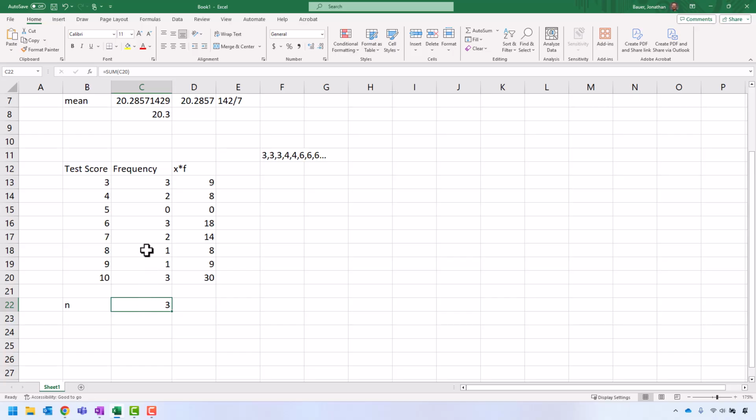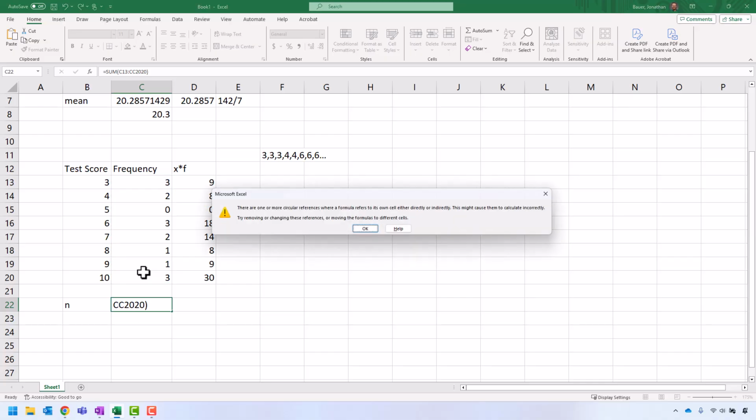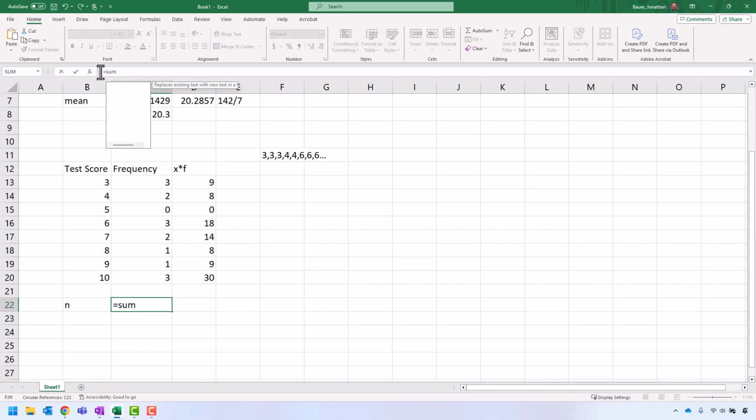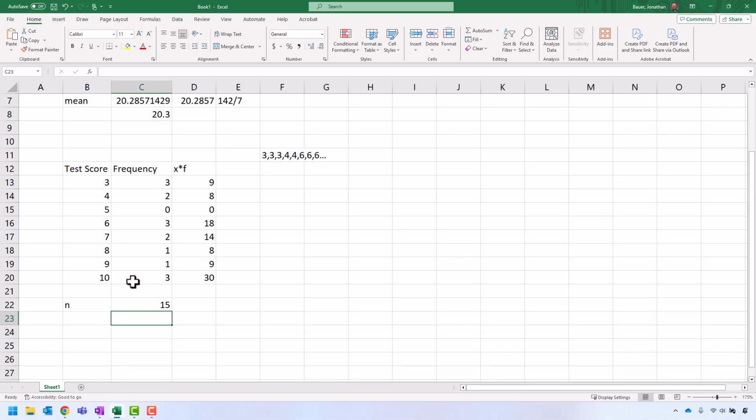I just have the sum of the last column here. Interesting. But they want to do the sum of all these. Oh boy, getting ugly here. How about get rid of that. Equals the sum, and try again. Okay, 15.